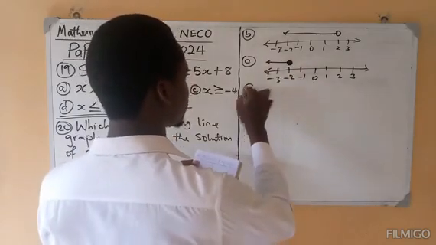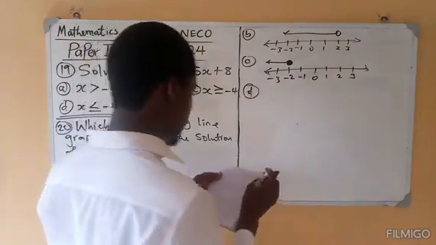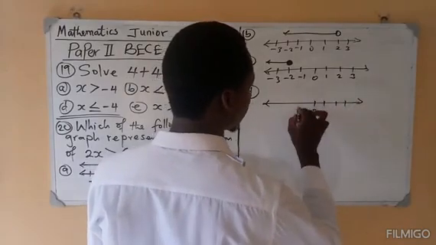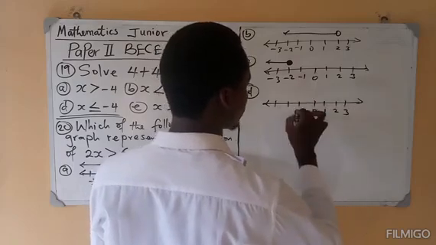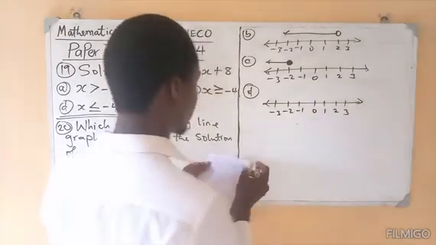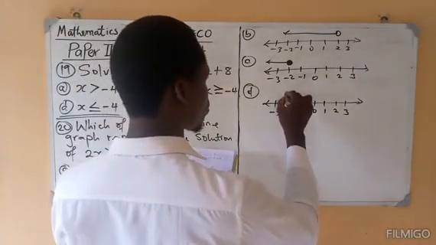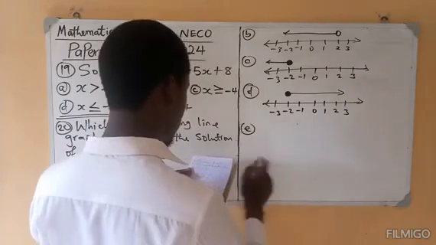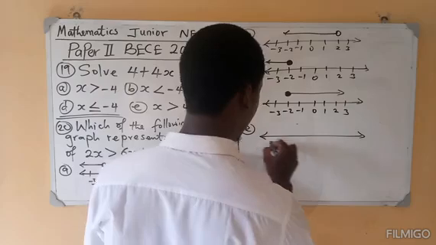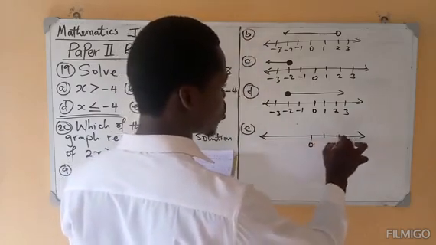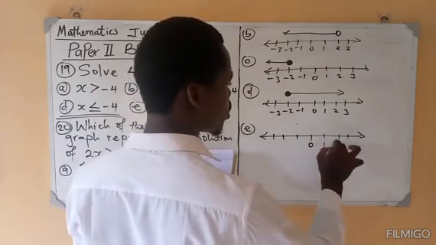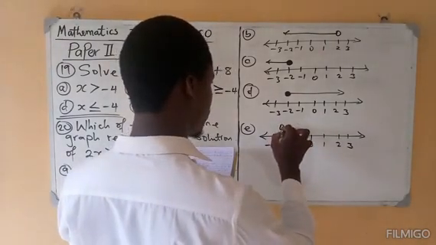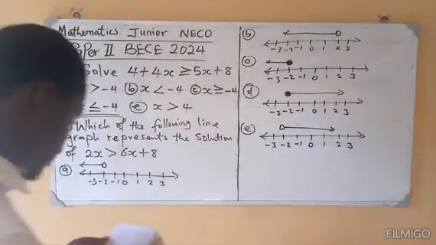We have D, which is another line graph, and that is from 2 to the other side. Then option E, we also have a line graph, from minus 2 to the other side.